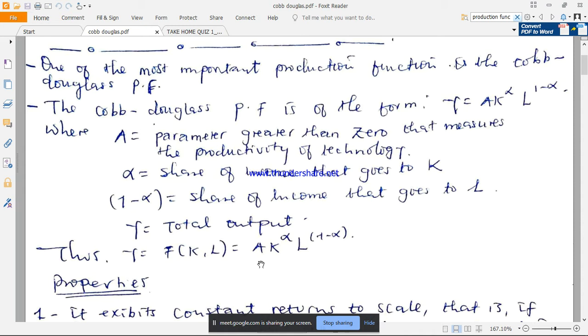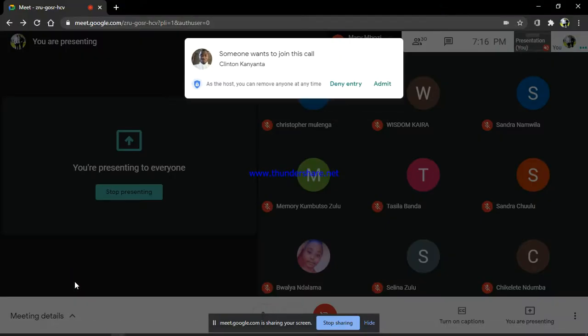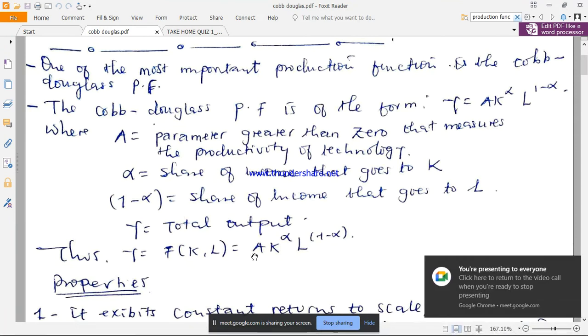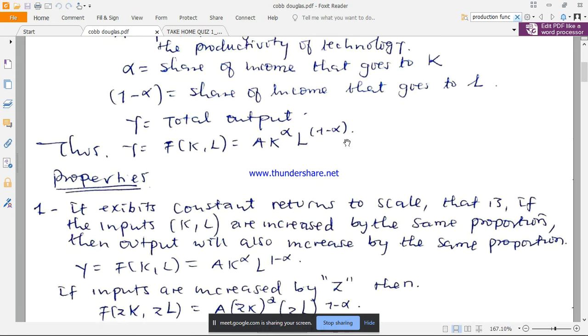Of course you'll be given what A is, you'll be given what K is, and you'll also be given what L is. So this is how the Cobb-Douglas production function is defined, or this is the general form of the Cobb-Douglas production function.